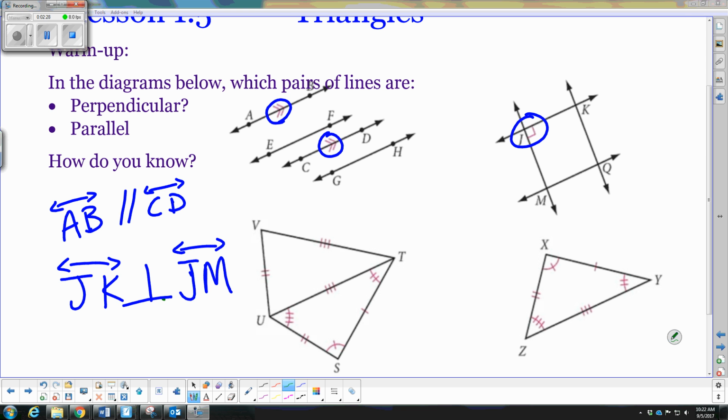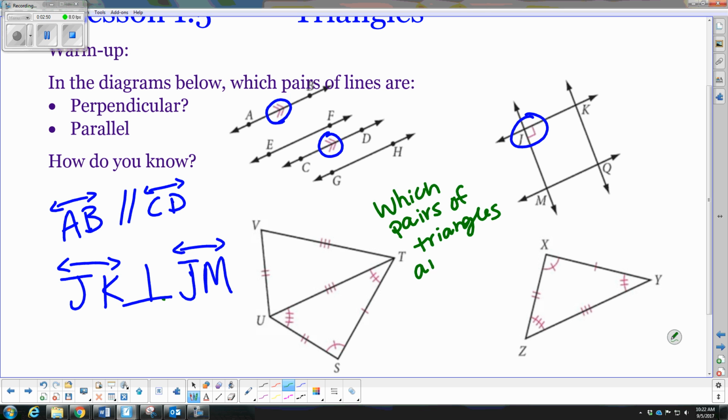Now, a second question regarding these diagrams is which pair of triangles are congruent, which is not typed on there, but I missed it. So which pairs of triangles are congruent? So take a minute and see if you can determine which pairs of triangles are congruent. And you may want to pause the video while you figure it out before I give the solution.